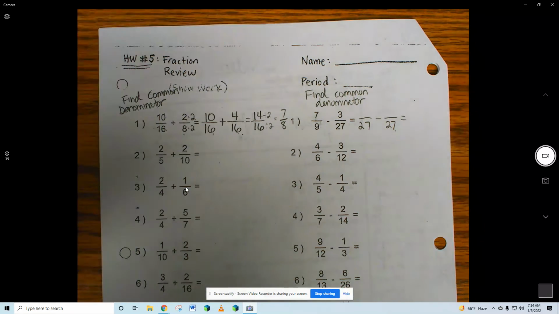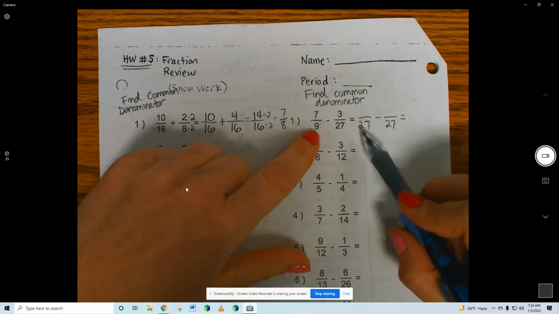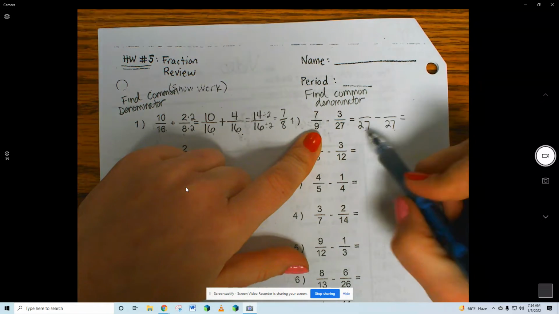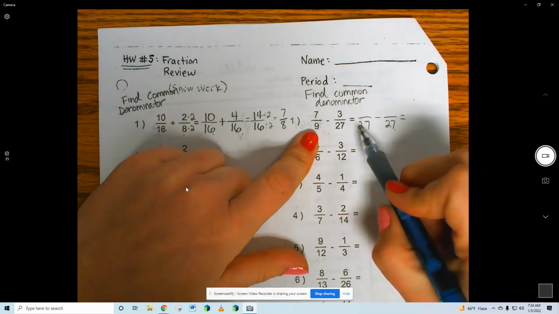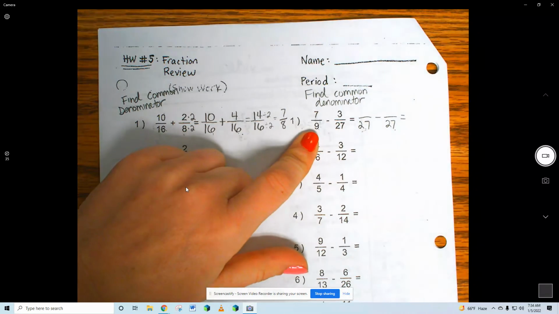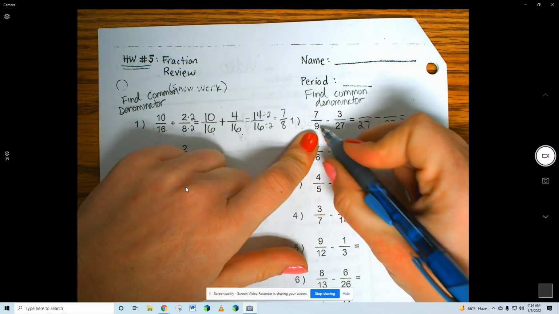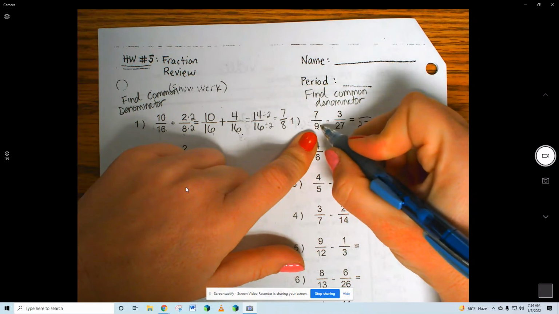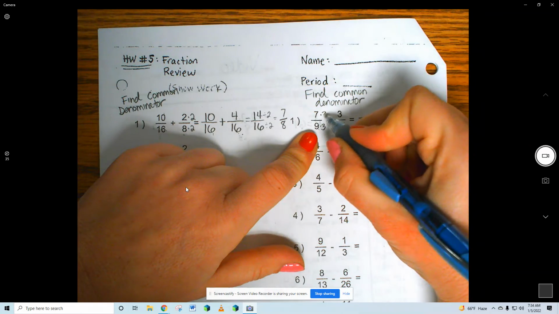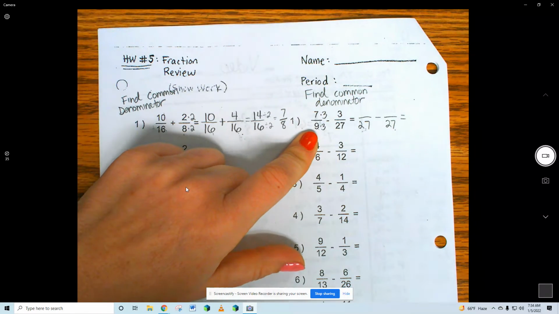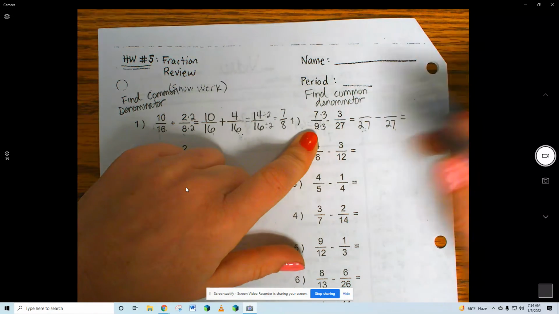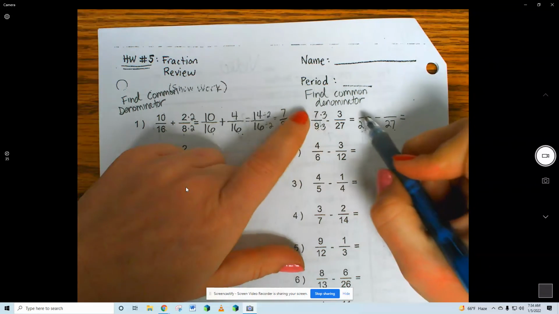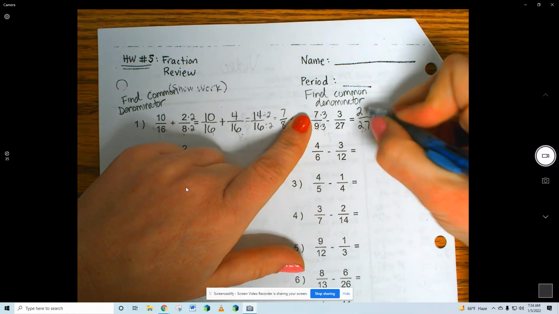So now I'm changing fractions. 7/9 needs to become something 27ths. So 9 times what makes 27? 9 tripled, right? Times 3. So I'm going to do 9 times 3. I also need to do 7 times 3. Whatever I do to the denominator, I do to the numerator. I'm making this into a 27th fraction. Well, the numerator, 7 times 3 is 21.